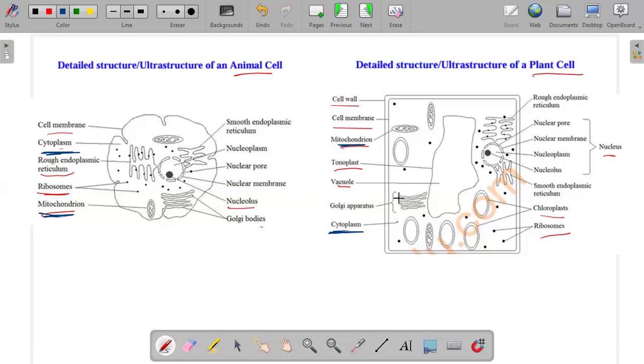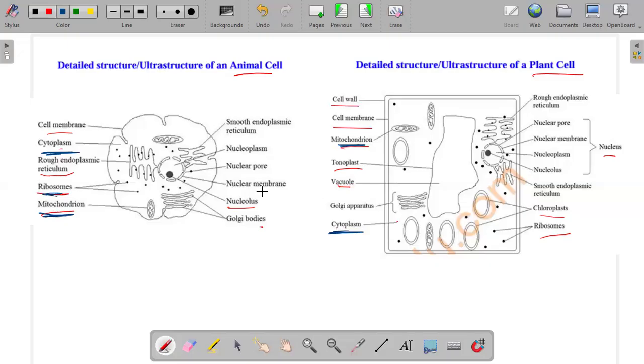Next, we go to the ribosomes. These black round structures you're seeing here are called the ribosomes. The function of the ribosomes is that they are the site of protein synthesis. In short, that's where proteins are made. Proteins in the cell are made in the ribosomes.